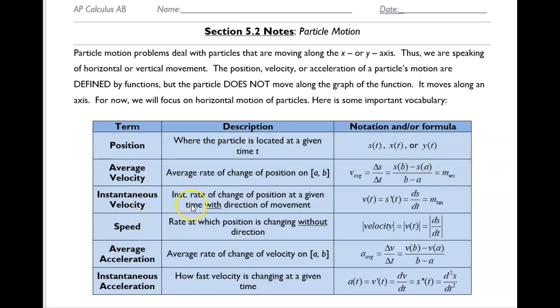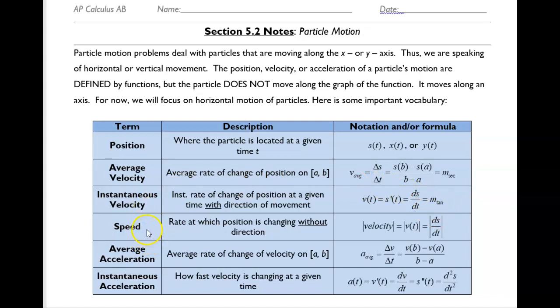Instantaneous velocity is the instantaneous rate of change of position at a given time. So notice average velocity is over a time interval. Instantaneous rate of change is at a given time. And that includes the direction of the movement. So what we're talking about there is the sign. So it will be positive or negative, and that will determine the direction. And we'll talk more about that later. And so the way we find velocity v of t, it is the derivative of s of t. So it's s prime or ds dt or the slope of the tangent line to our position graph.